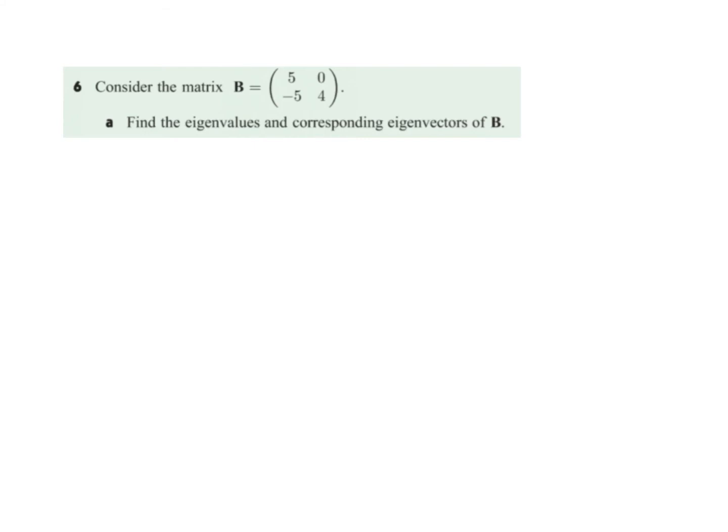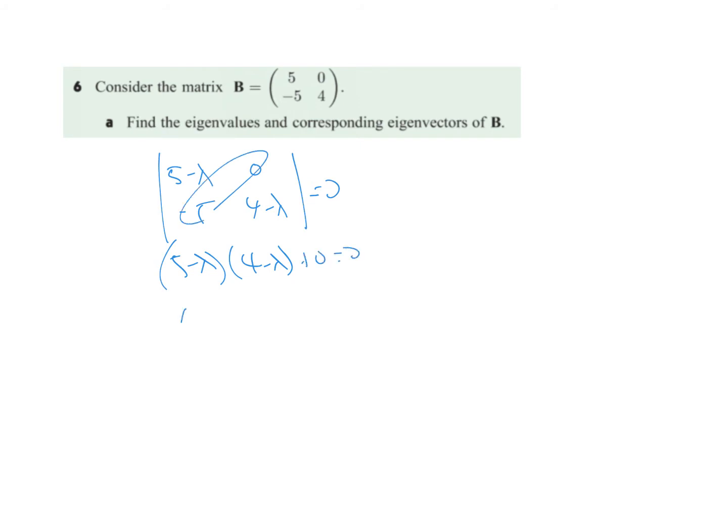Okay, so in this particular problem, if we want to find the eigenvalues, we set up the determinant of this particular matrix to be 0, to make it singular. And we multiply it out: (5 - λ)(4 - λ) - 0 is the product here, plus 0 is 0. And so I know my first eigenvalue is 5, and my other eigenvalue is 4.